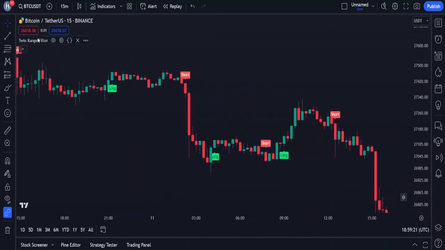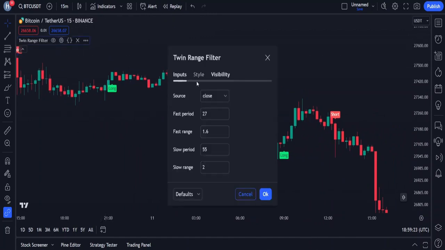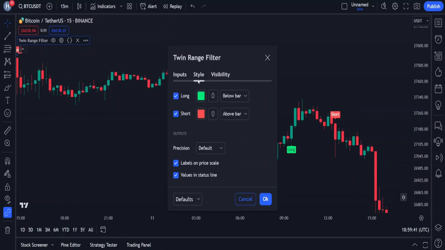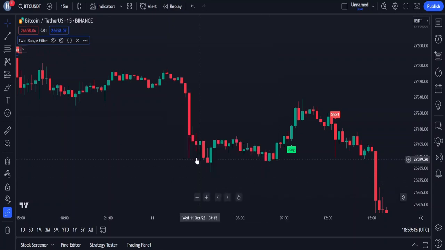To do that, we will open the settings of this indicator, and in the Inputs tab, we make sure that the source option is set to close. Then we change the fast period option to 45 and the fast range option to 2. Then we will set the slow period to 145. And finally, we change the slow range option to 3. There's nothing that we really need to change in the style, but if you want to, you could change the color of the signal icons to any color you like.